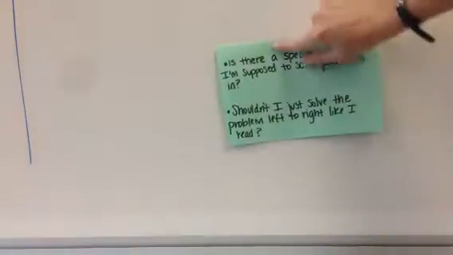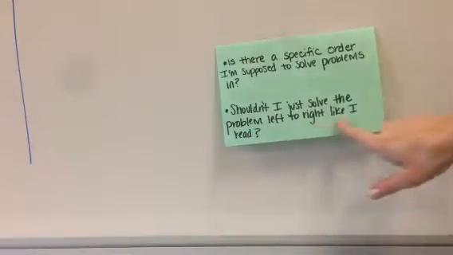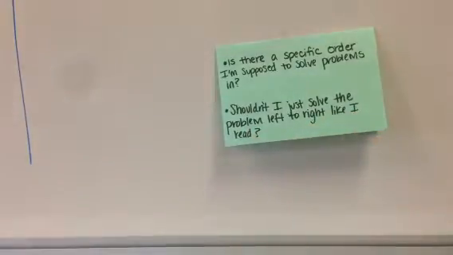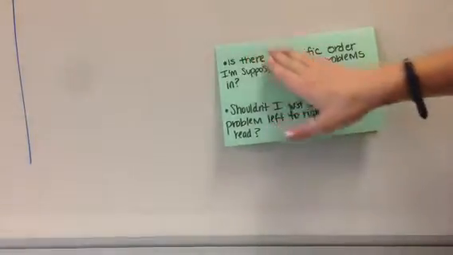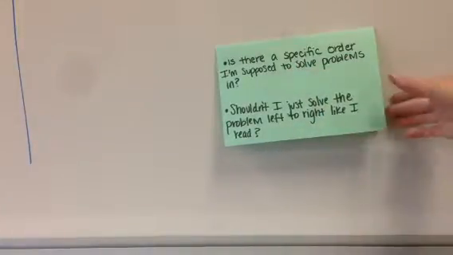Okay, so today we're talking about order of operations. Basically, it's just the order in which we solve our equations or our expressions. Here's two important questions that we ask ourselves when we're about to solve a problem. Is there a specific order that you're supposed to solve problems in? Shouldn't you just solve the problem from left to right like you read a book? I think you guys know the answer to this, but it is no. There is a specific order in which you are to solve problems, and that's what we're going to talk about today.